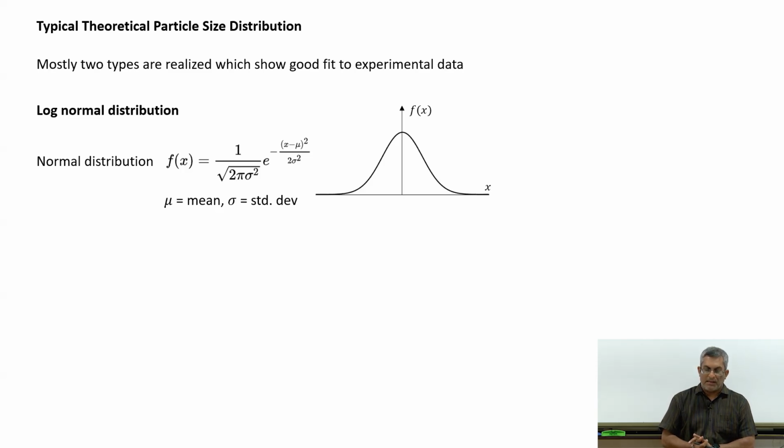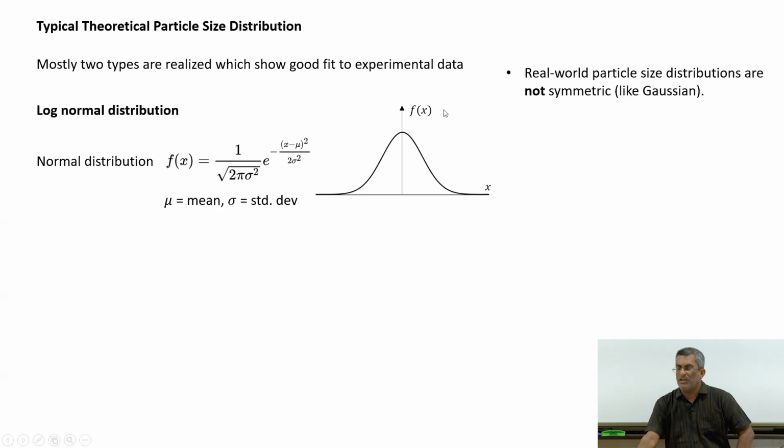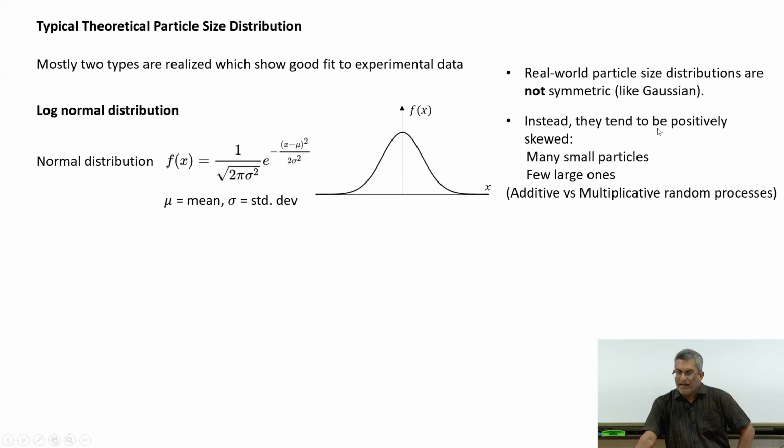Okay, the question is, can particle size follow a normal distribution? The answer is unfortunately no. The real world particle size distributions are not symmetric. They are not Gaussian. Rather, they tend to be positively skewed. So what is meant by positively skewed? This means that you have a longer tail for the larger size, as we have just seen in the previous examples. And typically we have many small particles and few large particles.